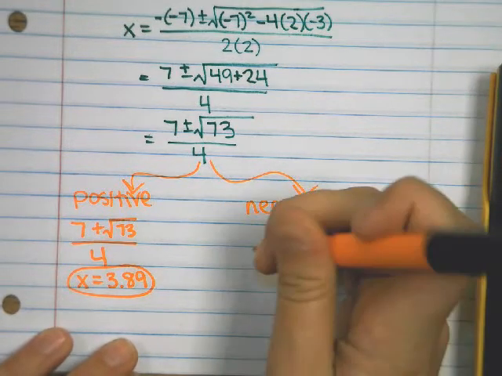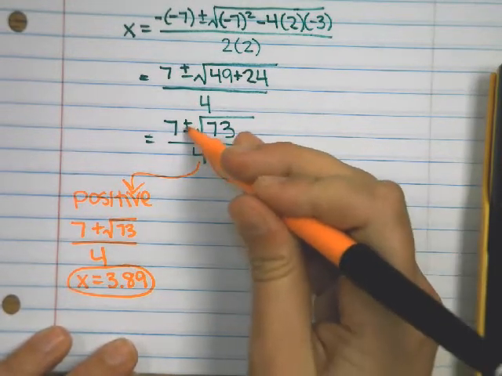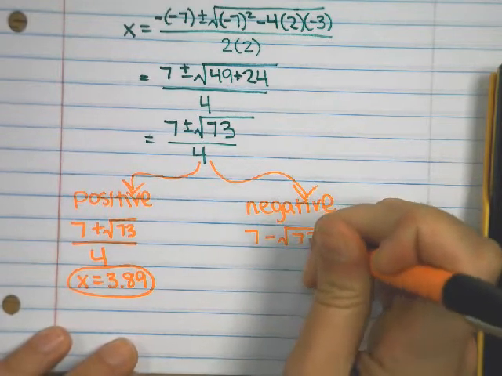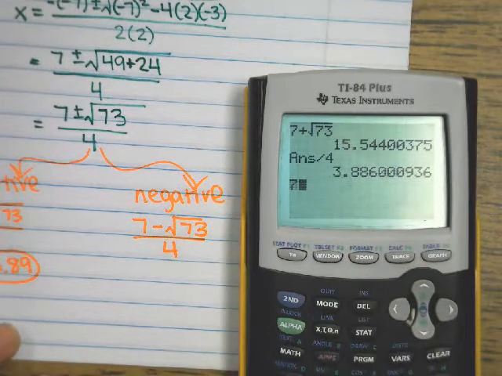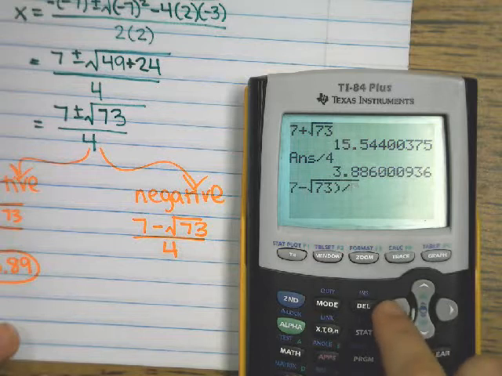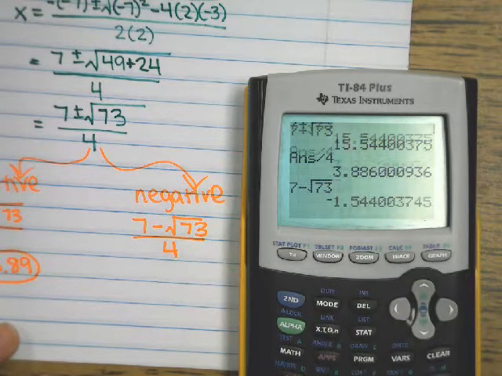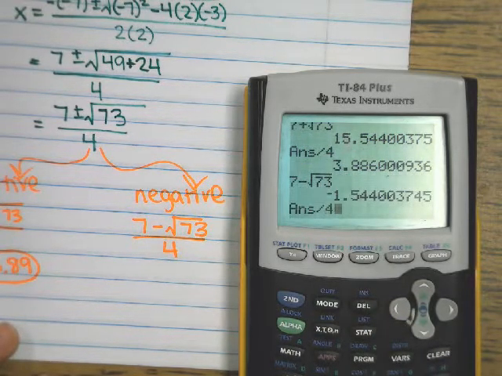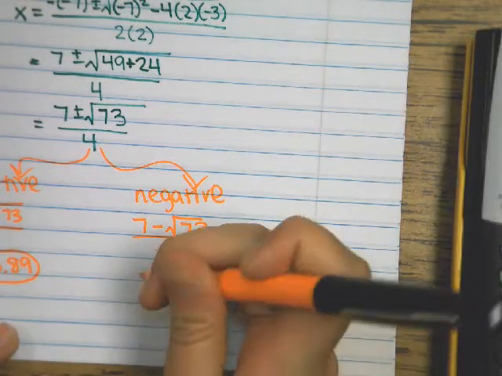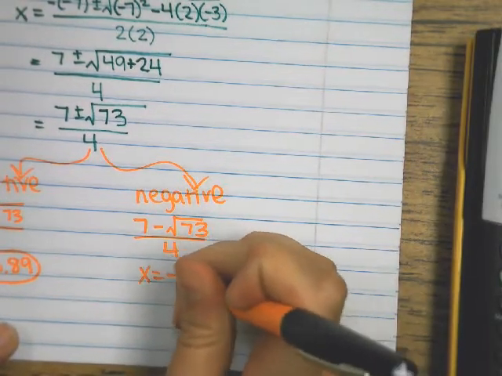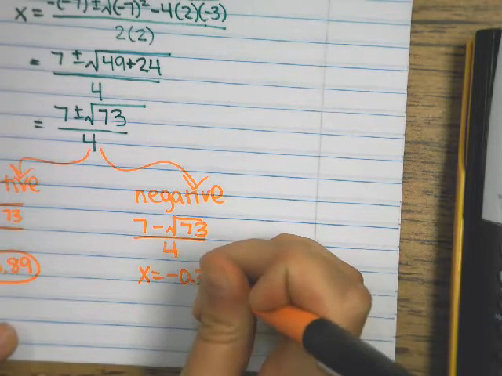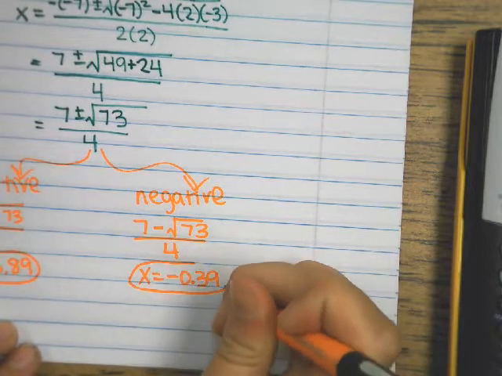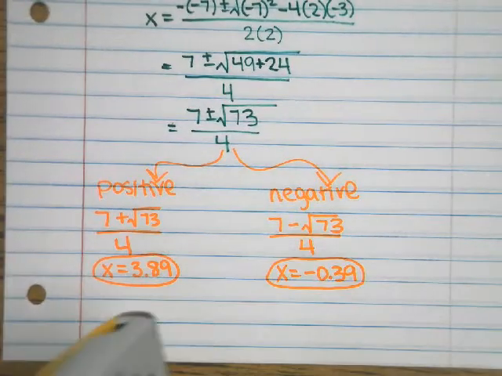We also have a negative answer, the negative case, and this is 7 minus the square root of 73 over 4. Take my calculator, I do 7 minus the square root of 73, enter, divided by 4, and I get negative 0.386, so 0.386 and change. And those are my 2 solutions.